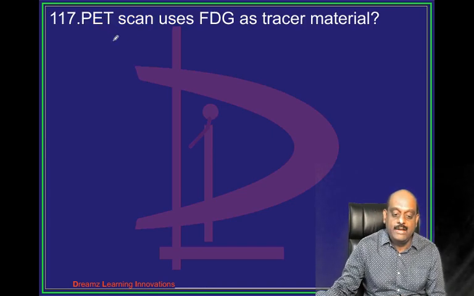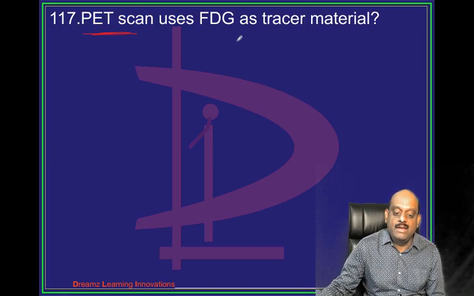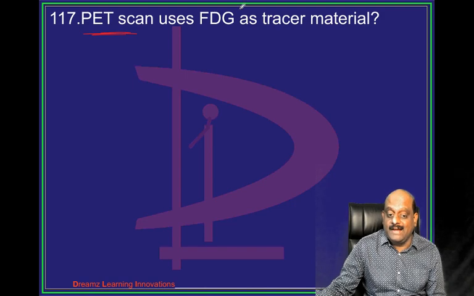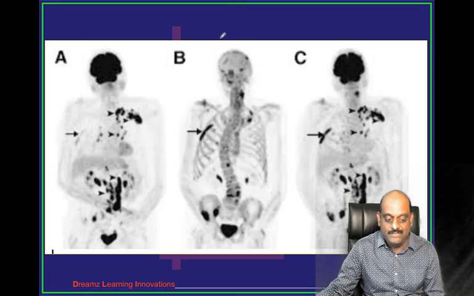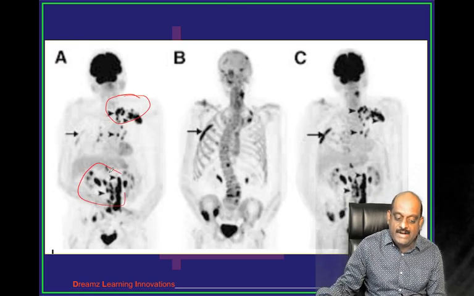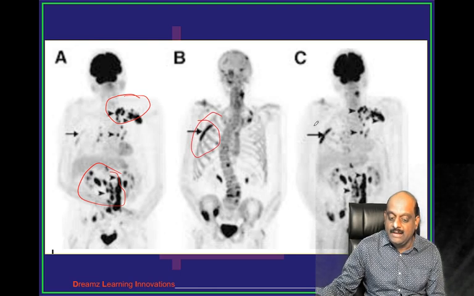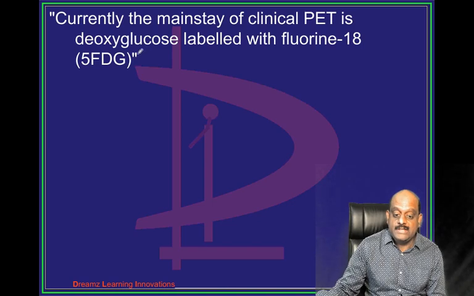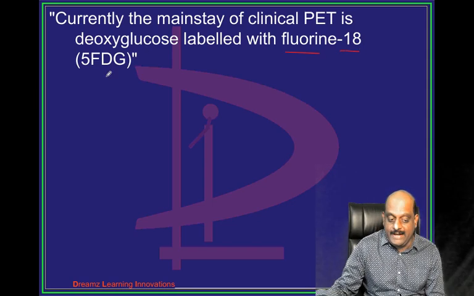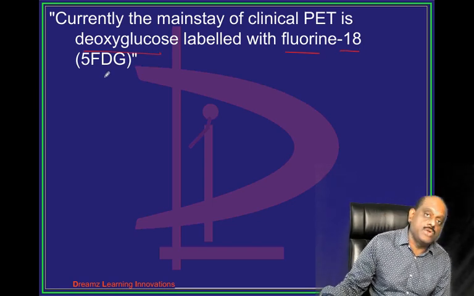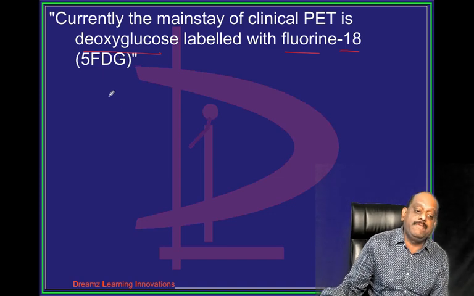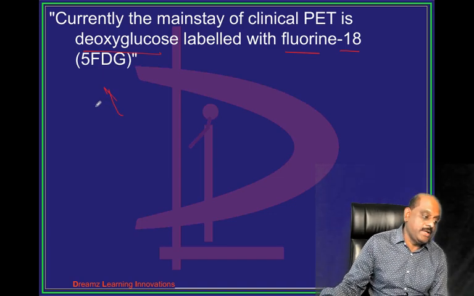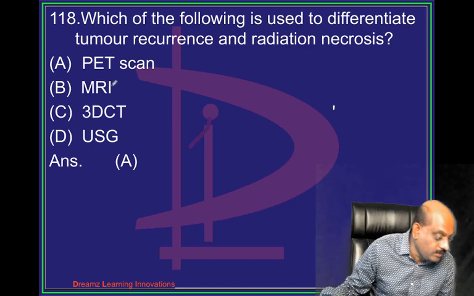Now doctor, in a PET scan, what do we use as the tracer? We use FDG. So this is the PET scan, doctor. It is fluorine-18 deoxyglucose, labeled with fluorine-18, FDG, which is used in PET scan, is what you need to remember.